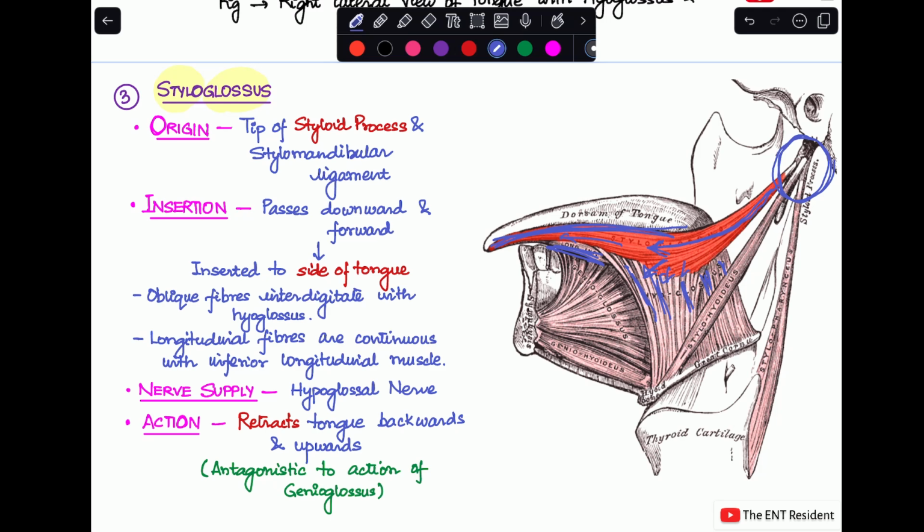So nerve supply is again the hypoglossal nerve, and the action of this muscle is retracting the tongue backwards and upwards. This is opposite to the action of genioglossus. I have told you that genioglossus is known as the safety muscle of the tongue because it protrudes the tongue and prevents the backward falling of the tongue. Whereas styloglossus has an opposite action. So it is an antagonistic action. It retracts the tongue backwards and upwards.